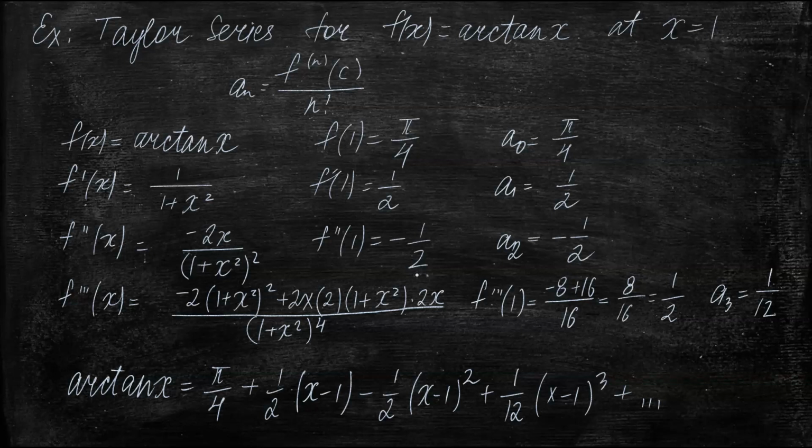I don't see... This would be... Oh yes, I forgot another 2 over here. That's right, because we have to divide by 2 factorial, right? So we have negative 1/2 over 2 factorial, which gives us negative 1/4. So this is negative 1/4. So we did find the Taylor series of arctan around x equals 1.